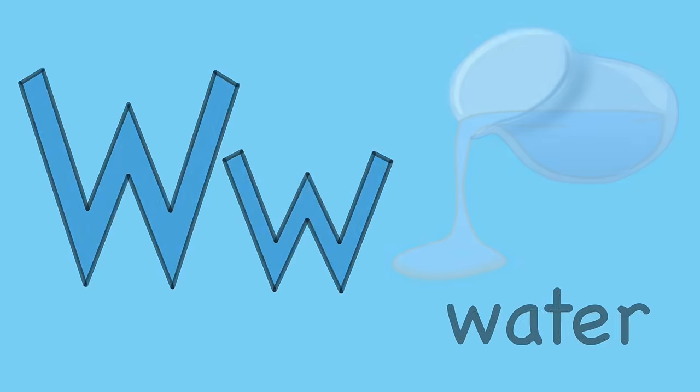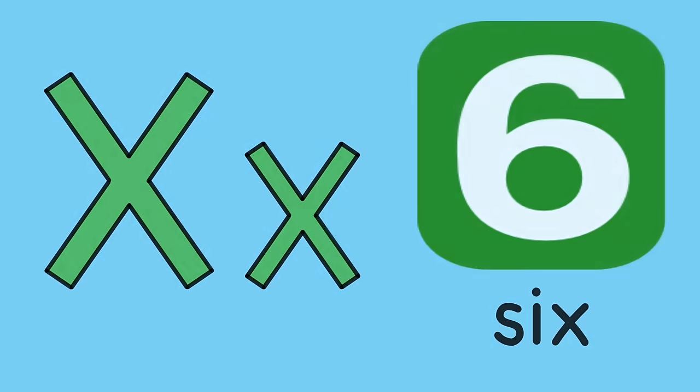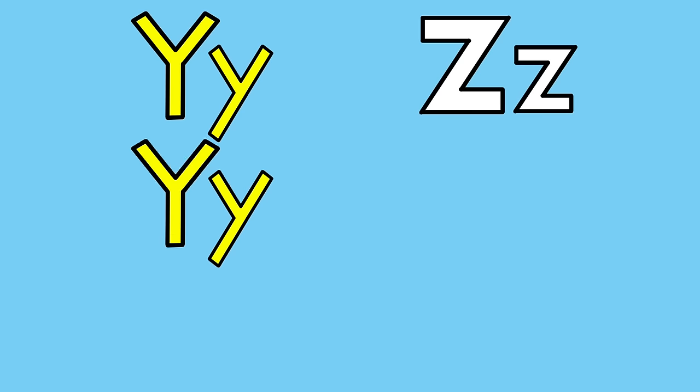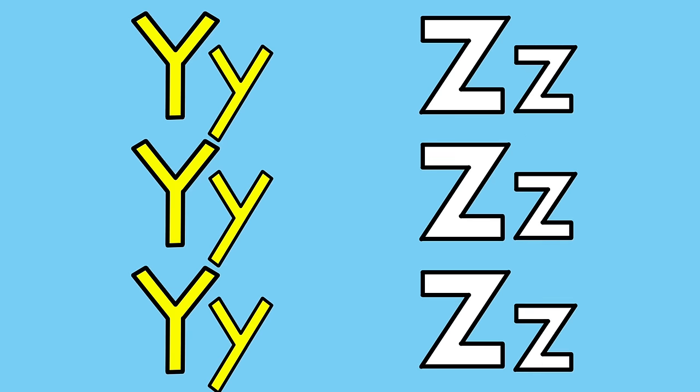Violin. W is for water. W, w, water. X is for six. X, x, six. Y, y, y, y. Z, z, z, z.